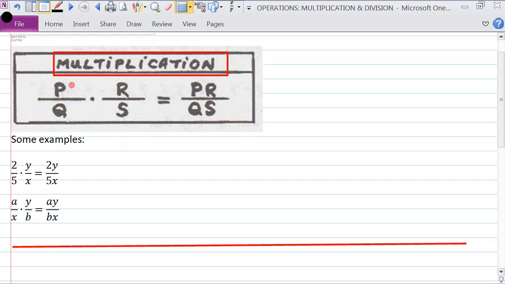And you can see here p times r, multiplying the two numerator terms, and then we multiply the two denominator terms. Now remember, these denominator terms can't be 0, otherwise the fraction is undefined. Here we have a times y, so we get ay. x times b equals bx. Usually, in most cases, we put these terms alphabetically. That's why I reversed the b and the x, but I could have written xb right here. It would be exactly the same.